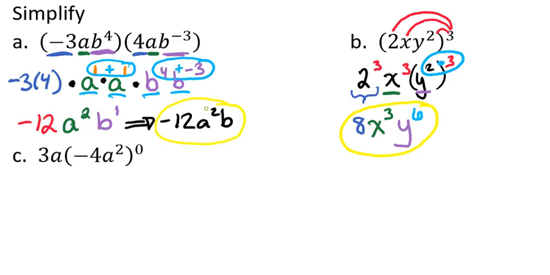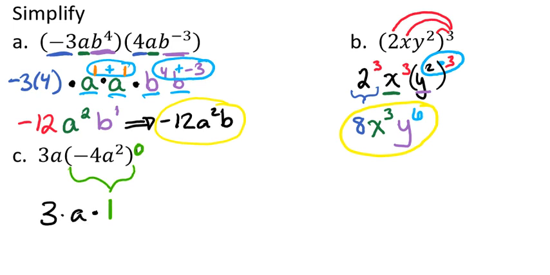Let's take a look at our third example. Here we have 3 times a times the quantity negative 4a squared, all to the 0 power. So if you remember from our properties, 0 is special. When we have an exponent that is a 0, it means that that whole piece, anything to the 0 power, has a value of 1. So what we really have here is 3 times a times 1.